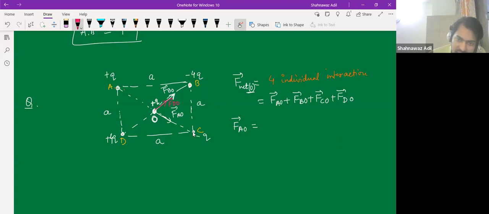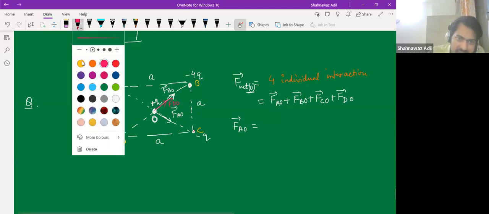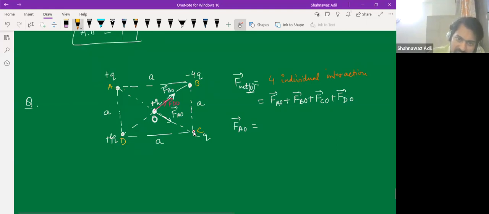Okay, so now we have got this one. Now let us find out the contribution from this one. This is a negative charge, and this is a positive charge. So will this charge attract or repel this charge? What will happen?